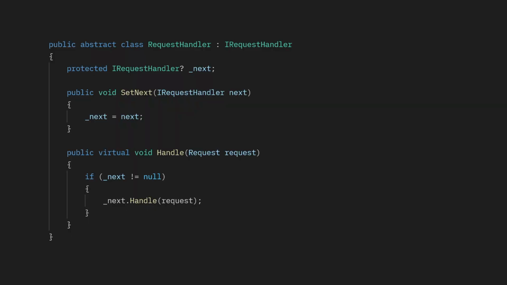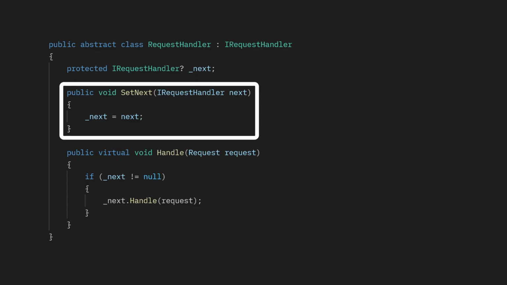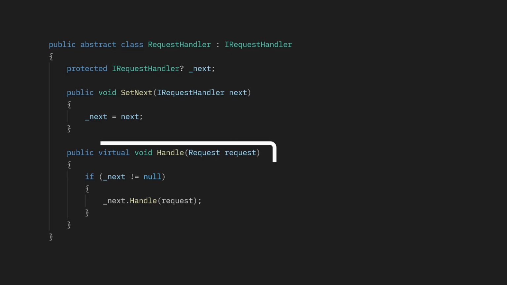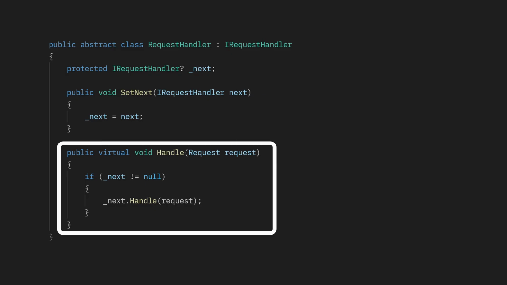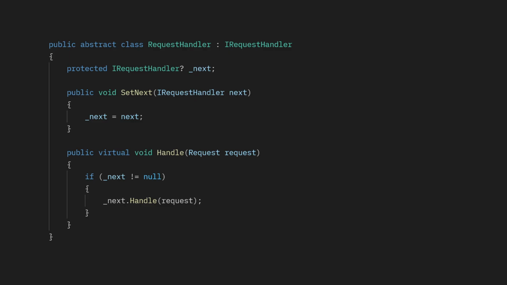Step 2. The base handler. Now instead of repeating code in every handler, we create a base class, an abstract class. We create the abstract class, we declare a private next handler, we set the next handler, and then we handle. So this handle would just contain the logic that would handle the request. This, my friends, is the chain logic. If one handler can't handle it, it passes it forward.